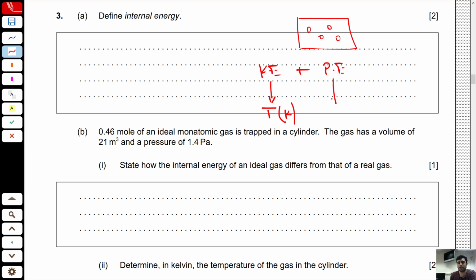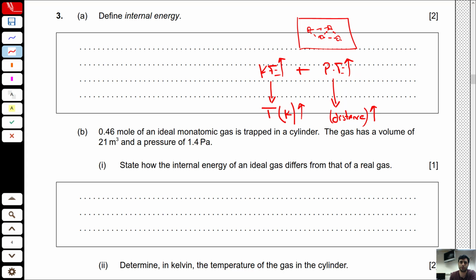Whereas the potential energy depends on the average distance between the particles. The bigger the distance between the particles, the higher the potential energy, and the bigger the temperature, the higher the kinetic energies of the particles. Because potential energy is due to the intermolecular forces of interaction that exist between the particles.